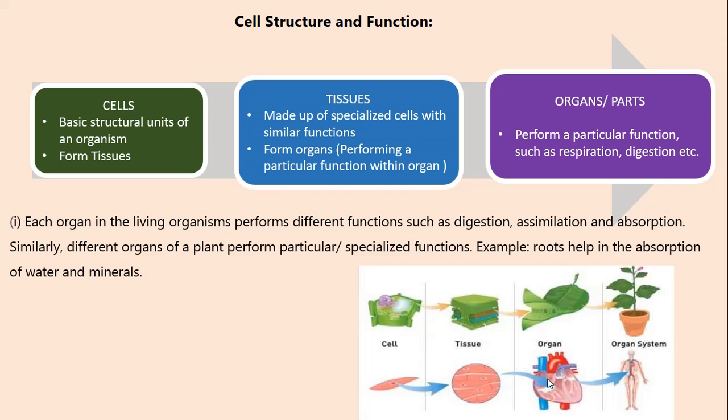So each organ of the living organism performs different functions such as digestion, assimilation and absorption. Similarly in the case of the plant cell also, the organs of the plant also perform particular functions. For example, root helps to absorb the water and minerals from the soil.